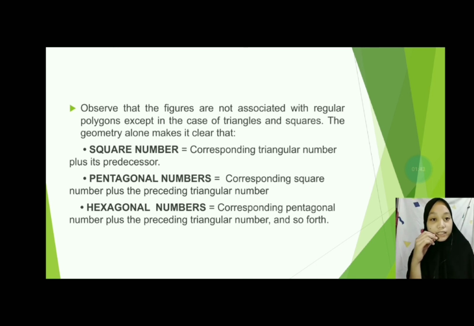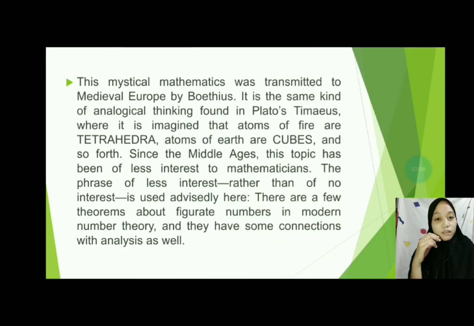Observe that the figures are not associated with regular polygons except in the case of triangles and squares. The geometry alone makes it clear that a square number is the sum of the corresponding triangular number plus its predecessor, while a pentagonal number is the sum of the corresponding square number plus the preceding triangular number, while a hexagonal number is the sum of the corresponding pentagonal number plus the preceding triangular number, and so forth. This mystical mathematics was transmitted to medieval Europe by Boethius. It is the same kind of analogical thinking found in Plato's Timaeus, where it is imagined that atoms of fire are tetrahedra, atoms of earth are cubes, and so forth.